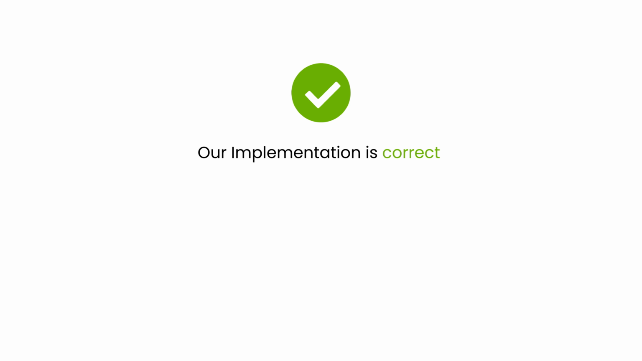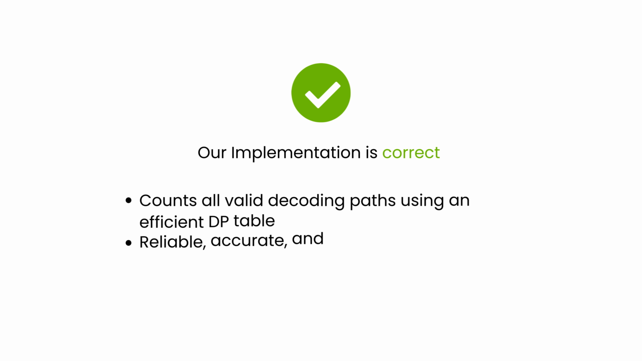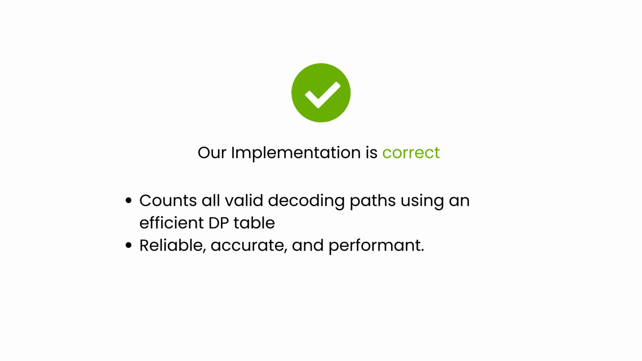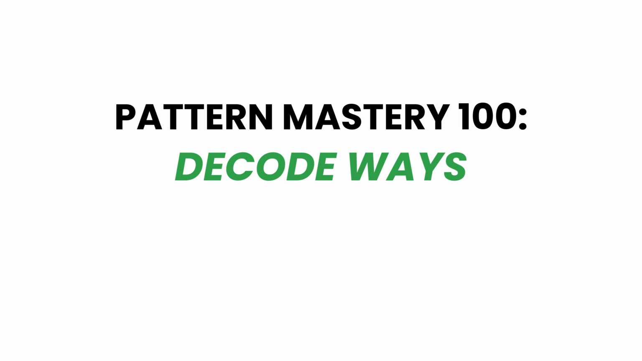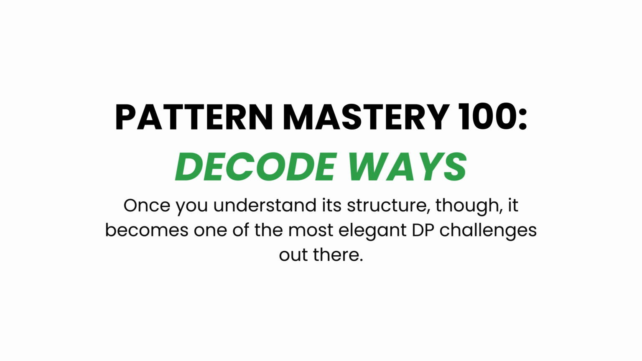Wrap up. So, our implementation is correct. The algorithm successfully counts all valid decoding paths using an efficient dp table, reliable, accurate, and performant. Decode Ways. Let's do a recap. So, how do you turn a string of numbers into letters, and how many ways can you do it? Decode Ways is one of those deceptively simple dynamic programming problems that really tests your logic under pressure. Once you understand its structure, though, it becomes one of the most elegant DP challenges out there.